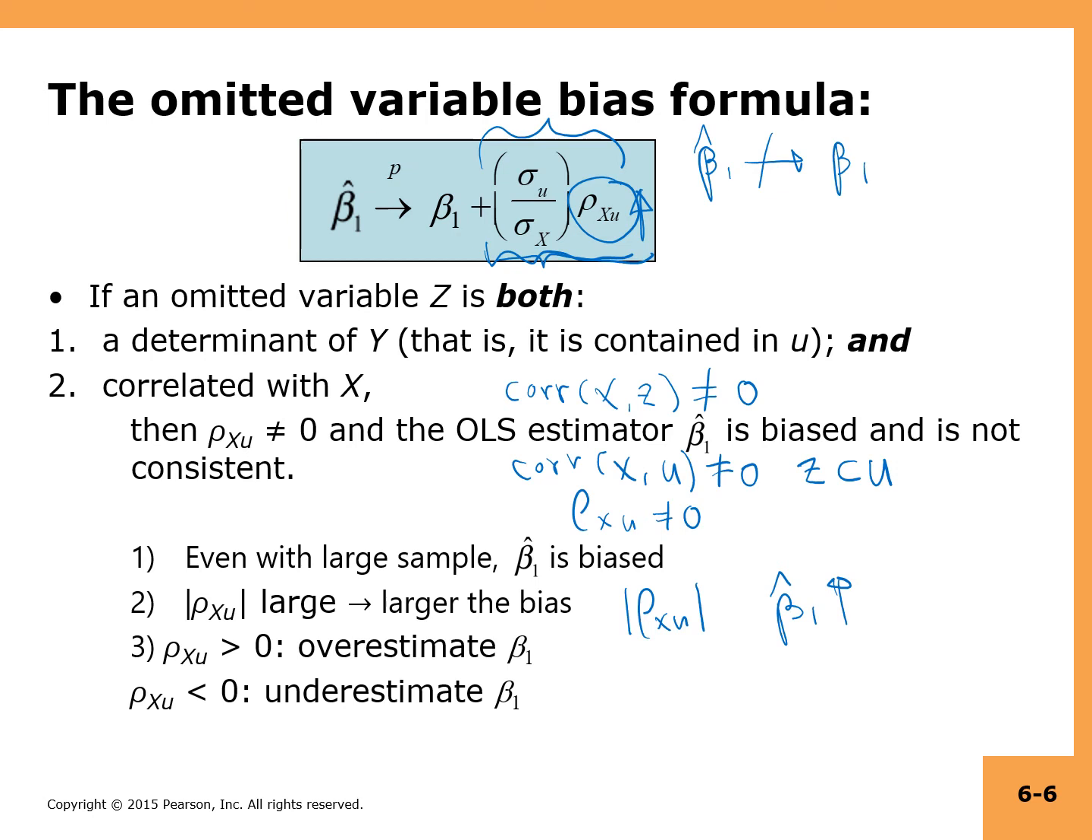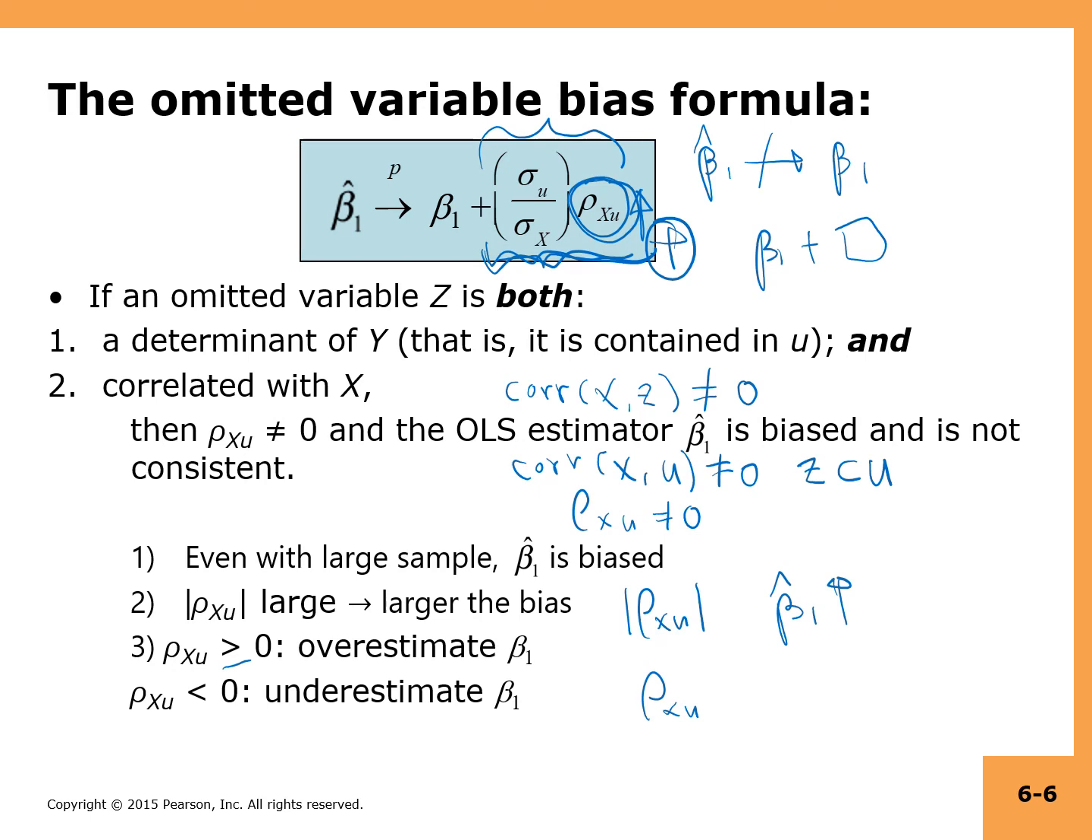The last thing is that the direction of the bias is determined by the relationship, or the correlation, between x and u. So if x and u are positively correlated, then this entire term is positive. So beta hat 1 would converge to something that is beta 1 plus some number. So it would always overestimate the true beta 1.